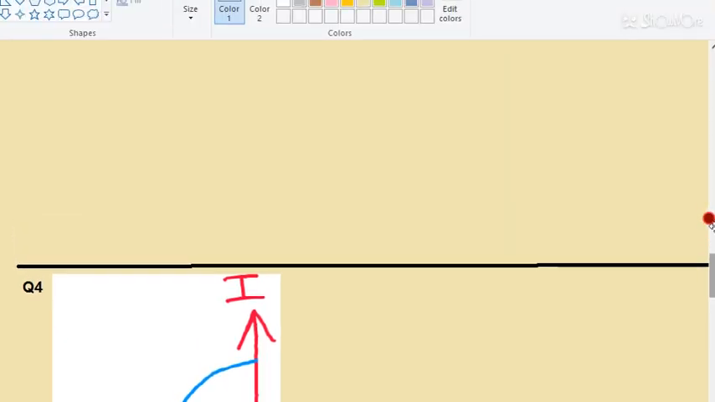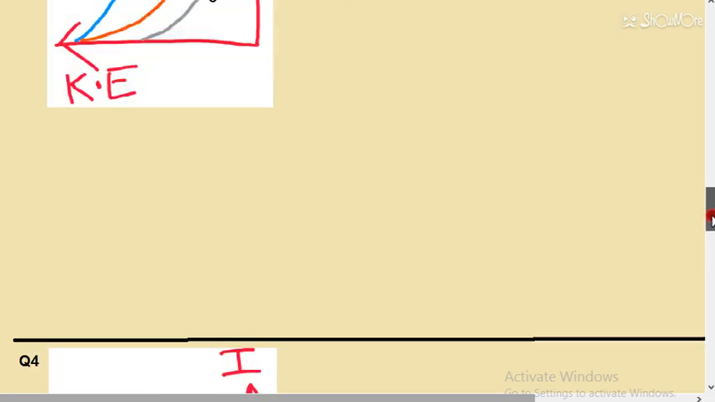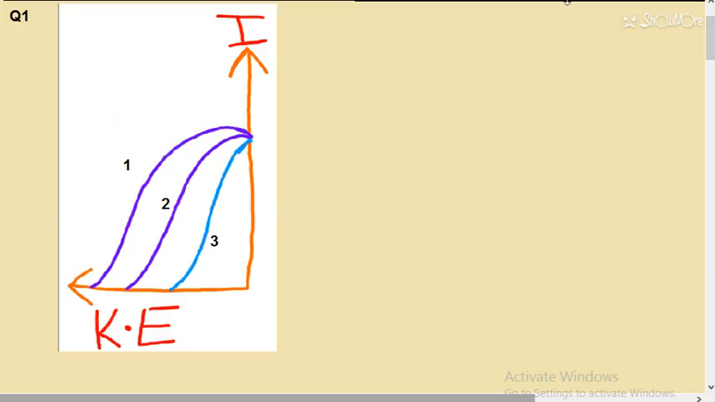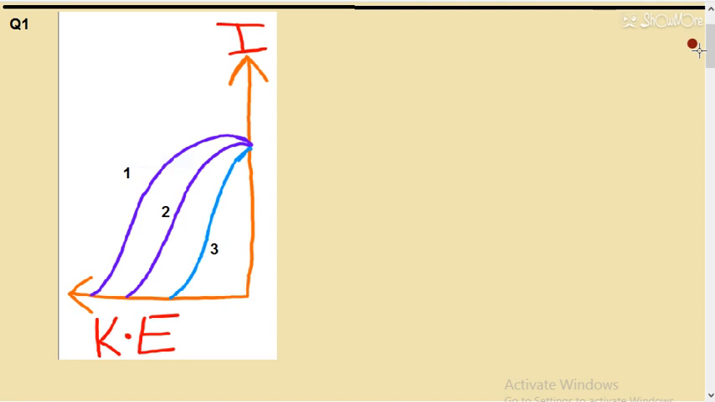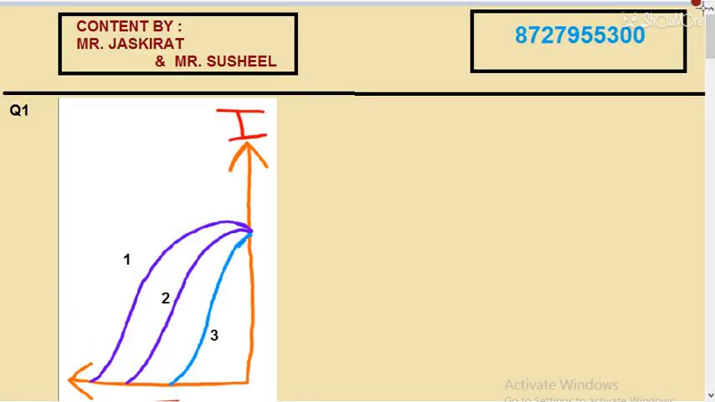And now we are moving to the questions so that we can discuss some questions. Some questions I have taken with the help of Mr. Sushil. So I have taken 4 questions, but I will discuss everything. I will find the relation between frequency 1, frequency 2 and frequency 3, lambda 1, lambda 2, lambda 3, intensity 1, intensity 2, intensity 3. So 3 things we will find for every question.